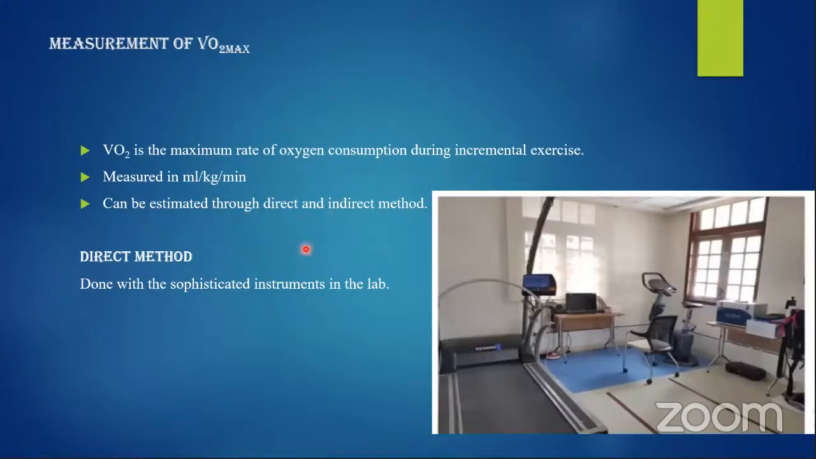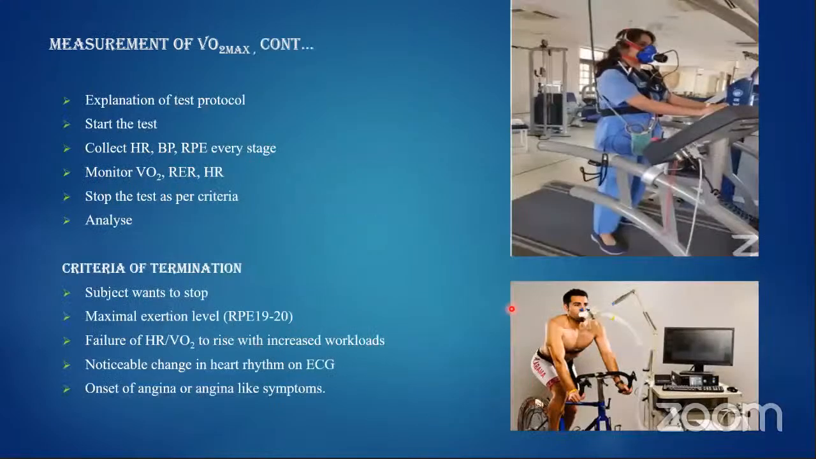The direct method is done with sophisticated instruments in a lab. Here you can see a picture. This is a lab where VO2 max is determined. Here you can see a treadmill, a cycle ergometer, a computer system, and all other software required. Next slide. Here you can see a treadmill and a cycle ergometer. VO2 max can be determined either on a treadmill or on a cycle. Consider if a cyclist comes to you for determination of VO2 max, he prefers a cycle rather than a treadmill. So the selection depends on the client's comfort, whether it is a treadmill or a cycle ergometer.